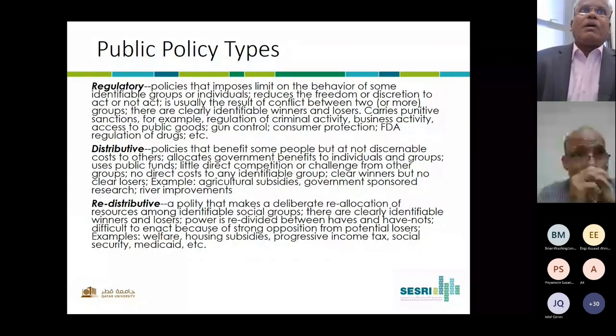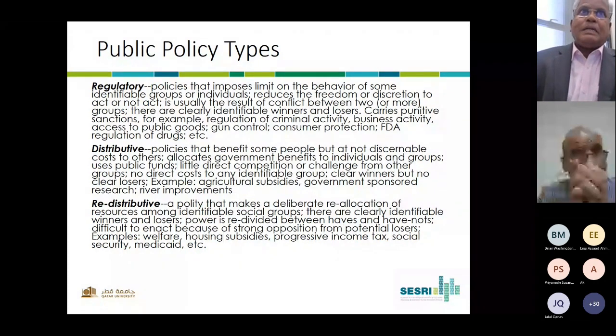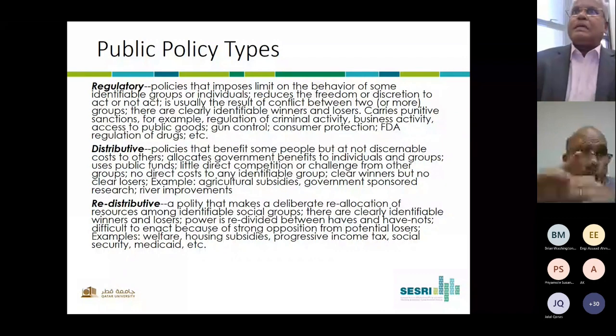The first is regulatory policy. Regulatory policies are those that impose limits on the behavior of the population, some identifiable group of the population, or individuals. It reduces the freedom or discretion to act or not to act. It is usually the result of conflict between two or more population groups. There are clearly identifiable winners and losers.